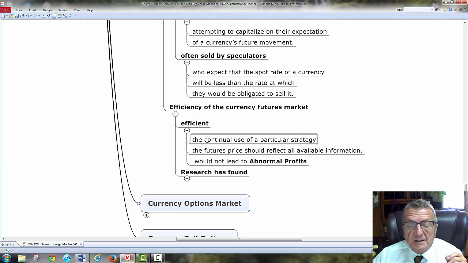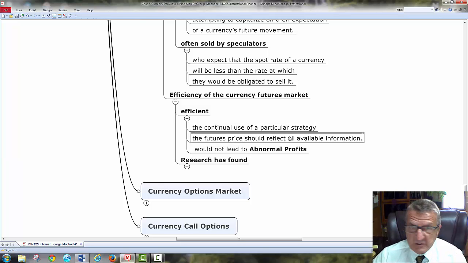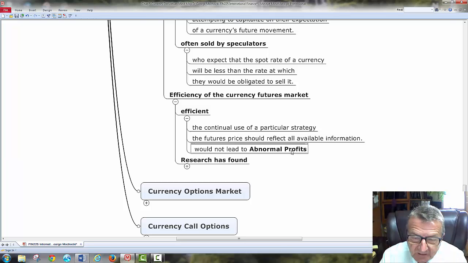And how do I measure that? The continual use of a particular strategy. The futures prices should reflect all available information, all external forces, and would not lead to abnormal profit. I don't mind abnormal profits, but I can't strategize them. I mean, I just lucked out. I bought the stock, and all of a sudden it went up, or I bought this currency at this price, and all of a sudden something happened and it went up.